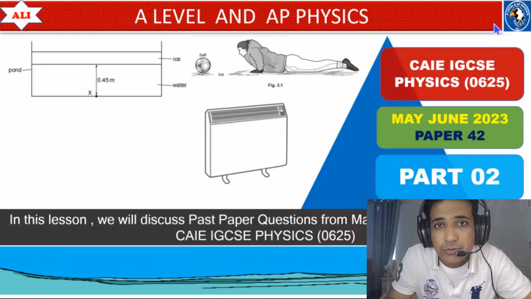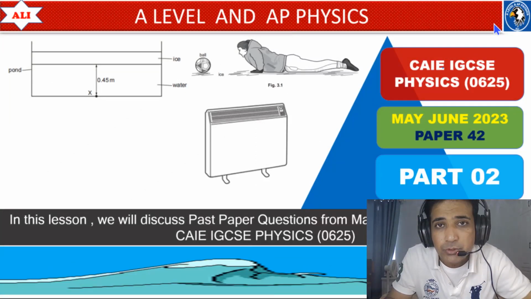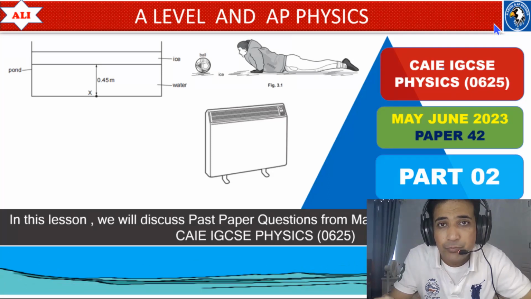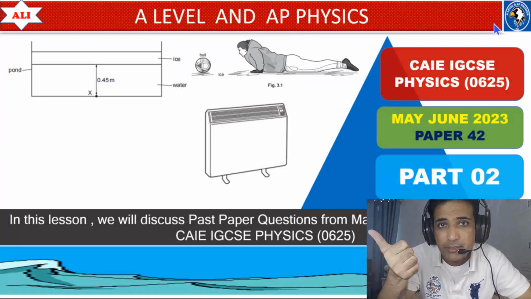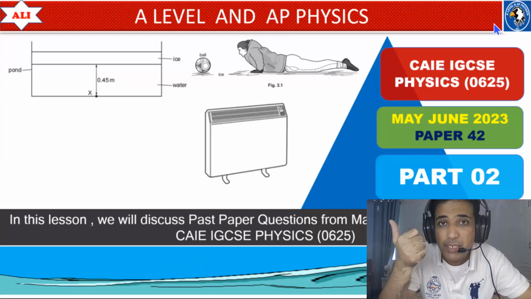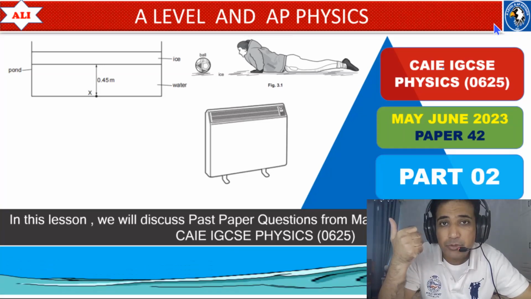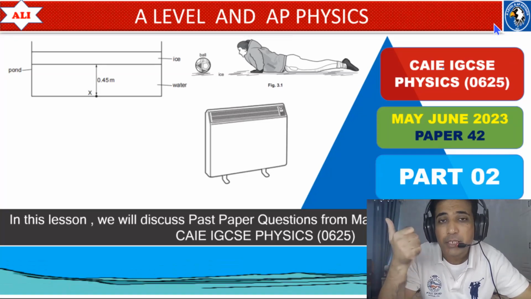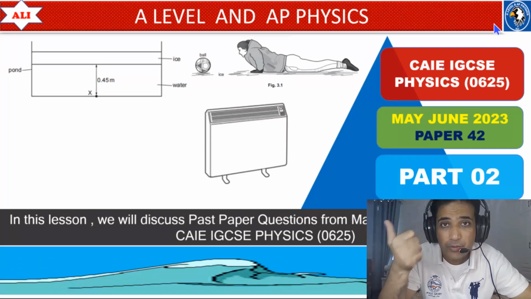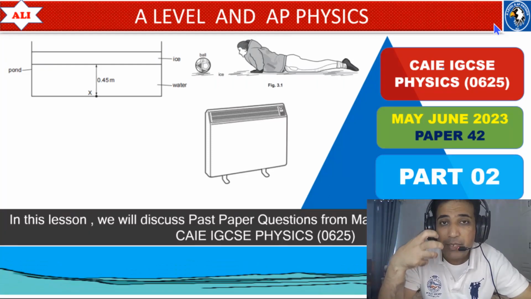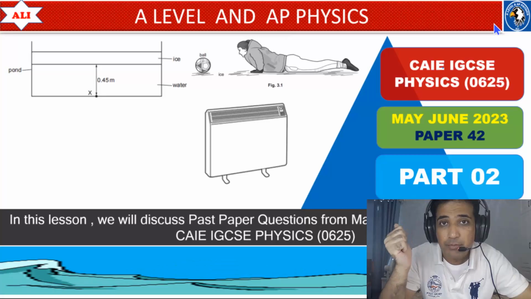In today's lesson, we will discuss past paper questions from May June 2023, Paper 4, Variant 2. We will talk about mechanics, thermal physics, and also waves. As always, we will do these questions in detail so you can improve your conceptual understanding of mechanics, thermal physics, and waves, and also have a better understanding of these exam questions.